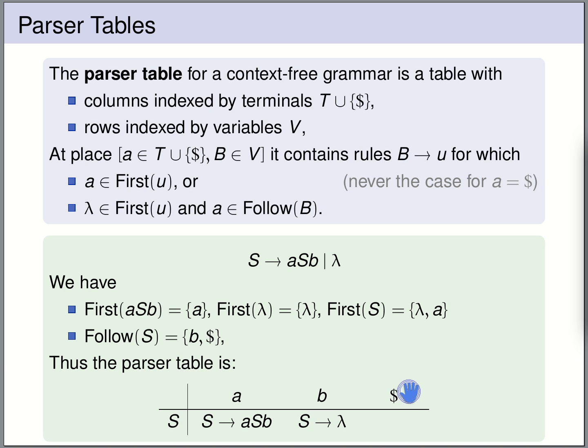And finally for the dollar: dollar is never in first of the right hand side. So the first clause can never apply to dollar, but we can be in the second clause. So we look at rules where the right hand side is erasable. There's only one such rule, namely S rewrites to lambda. So we have to check whether dollar is in follow of S. Indeed, dollar is in follow of S, so S rewrites to lambda should go into this cell. So this is the completed parser table for this grammar.